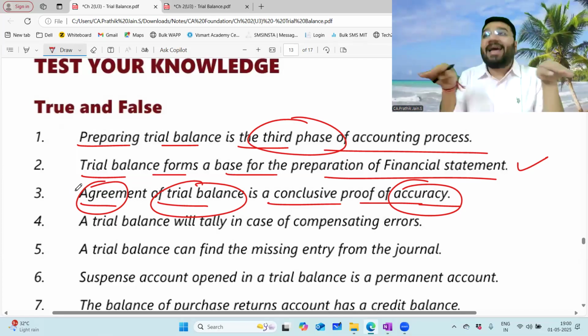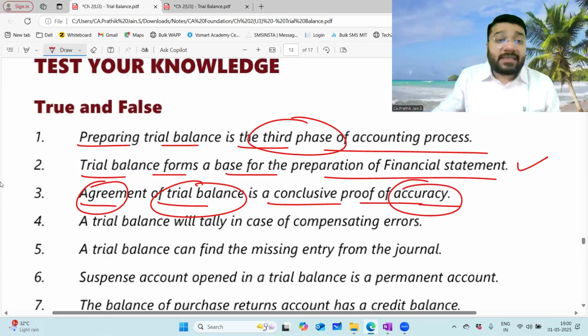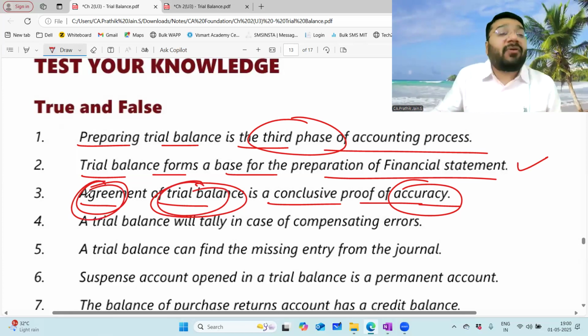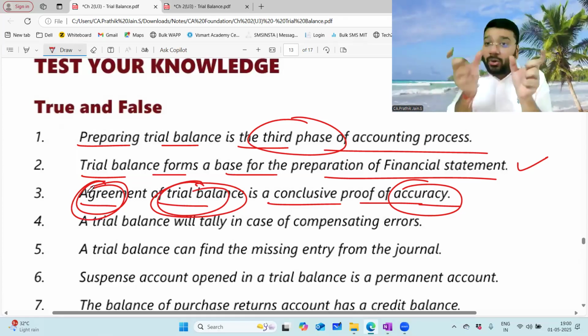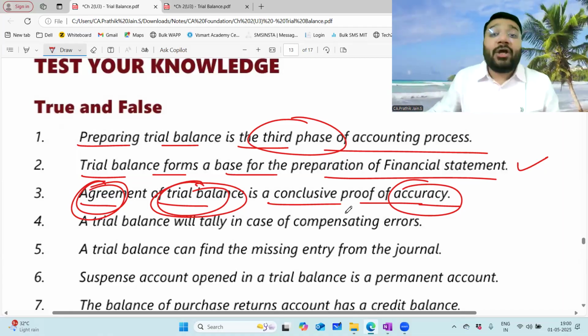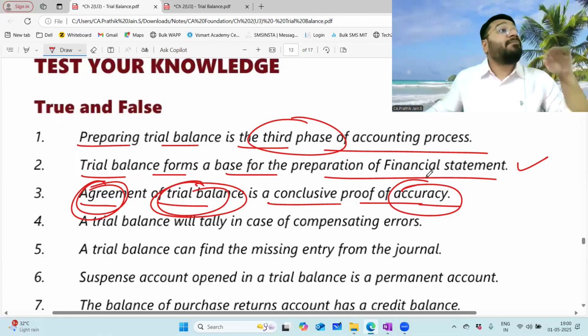Still the trial balance will tally. So just because the trial balance is tallying, agreement of trial balance means what? The total of the debit and the total of the credit is equal is what they're telling. Just because the total of the debit and the total of credit is tallying, it does not mean that your trial balance is accurate. You can't say that your trial balance is free from mistakes.